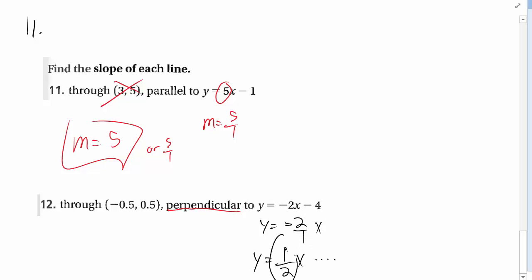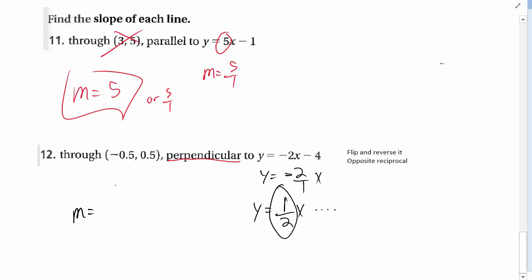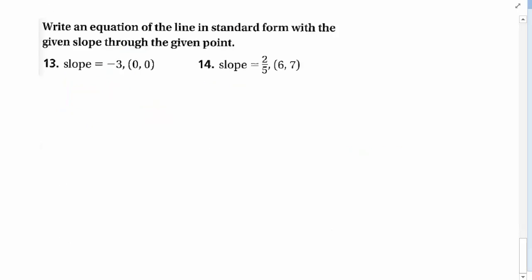So I'm going to flip and reverse that slope. So instead of it being -2/1, it's +1/2. So flip and reverse it, opposite reciprocal. So your slope here is going to be 1/2. Now we're going to build on that.